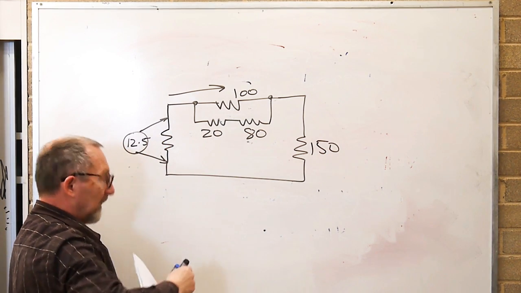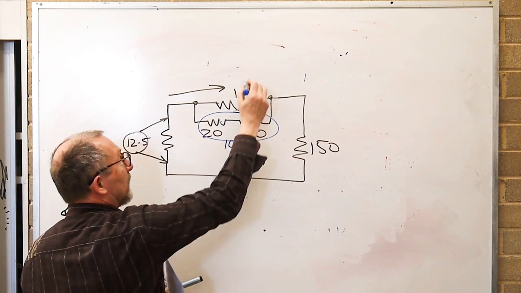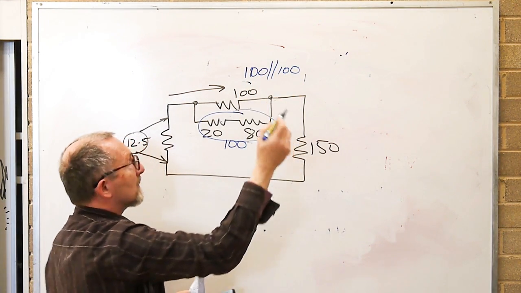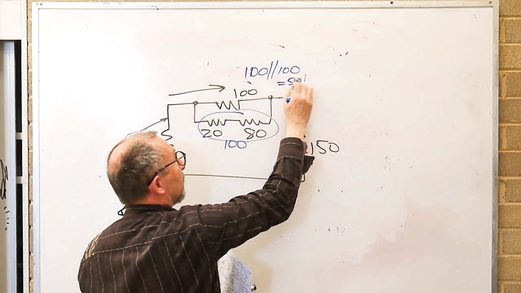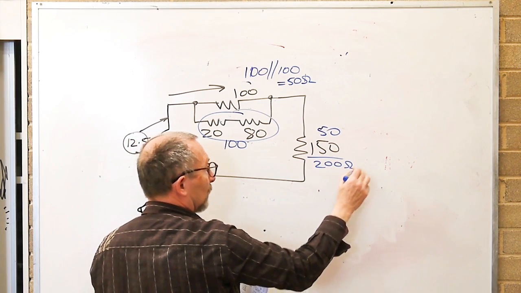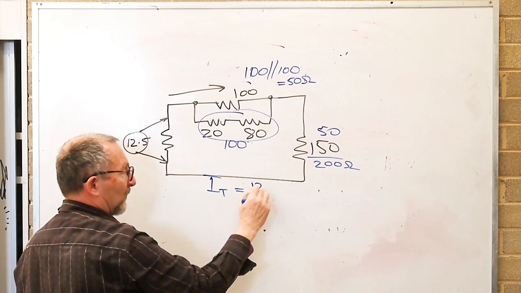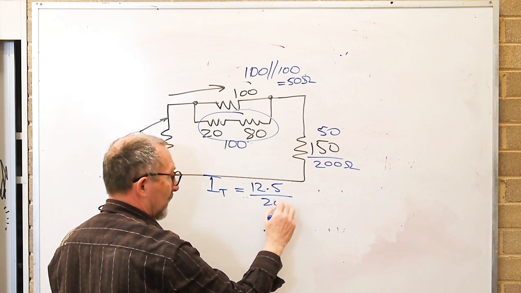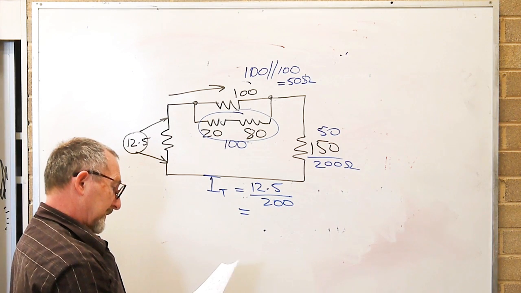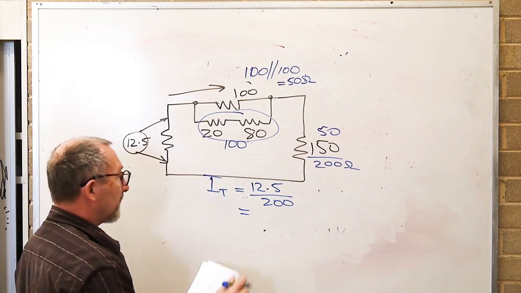20 and 80 adds up to be 100. 100 in parallel with 100. We saw this in a question last week, similar question. Equals 50 ohms, 50 plus 150, 200 ohms, 12.5 volts. IT equals 12.5 divided by 200 equals 62.5 milliamps.